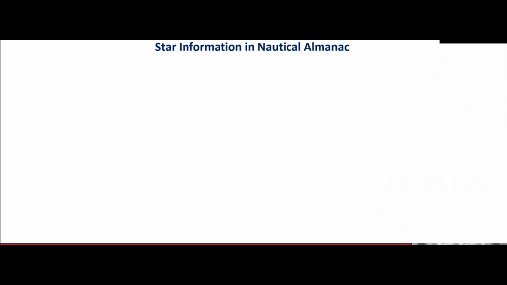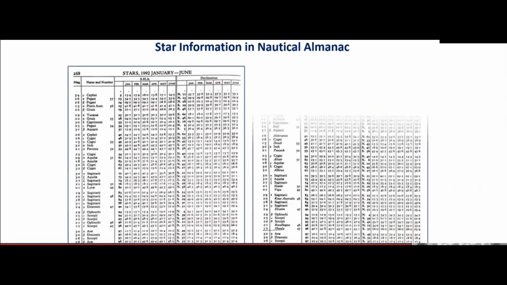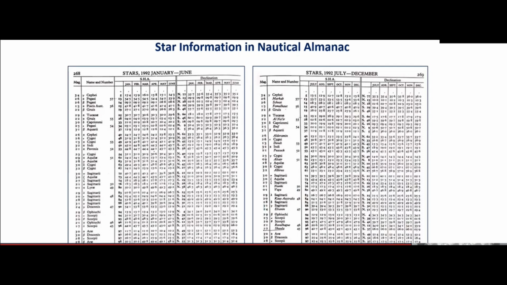Let us now familiarize ourselves with the pages of the nautical almanac that contain the star information. We have these two pages showing up on the screen. We have the first column of magnitude. Next one is the name and number of the star. And then we have this SHA and declination month-wise from January to June on the left page. And for the same set of stars on the right side page, the SHA and declination information is from July to December.